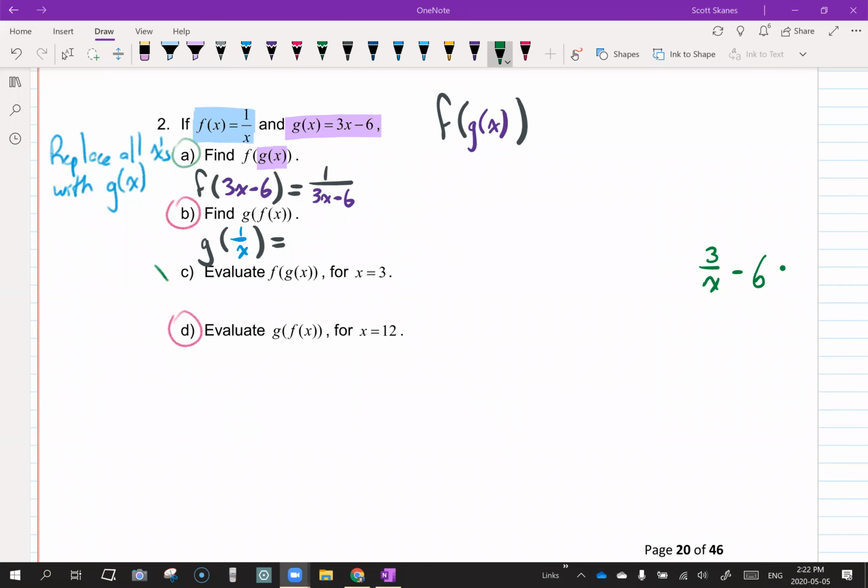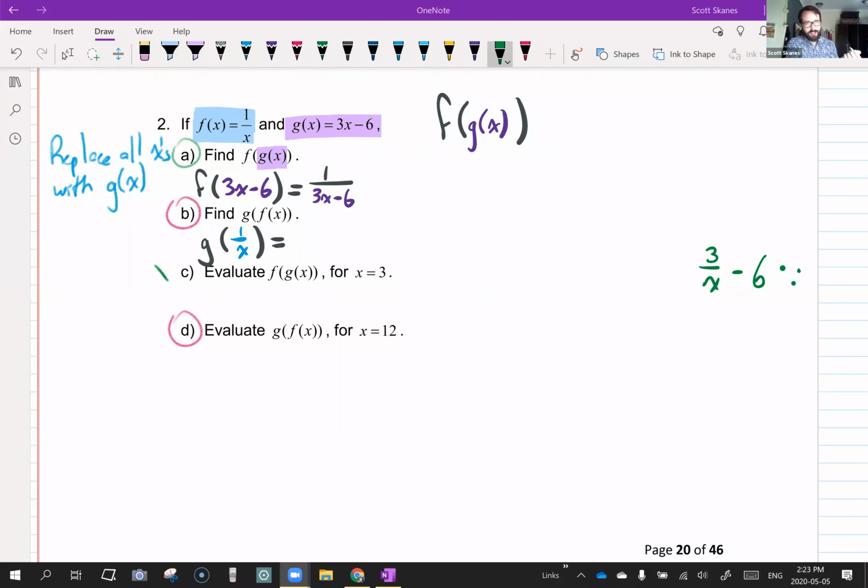Okay, so Hisham has said that he thinks it's 3 over x minus 6. Anyone else have something they're willing to put forward? Okay, so I've got 3 answers, 3 over x minus 6. I also think that it's 3 over x minus 6.